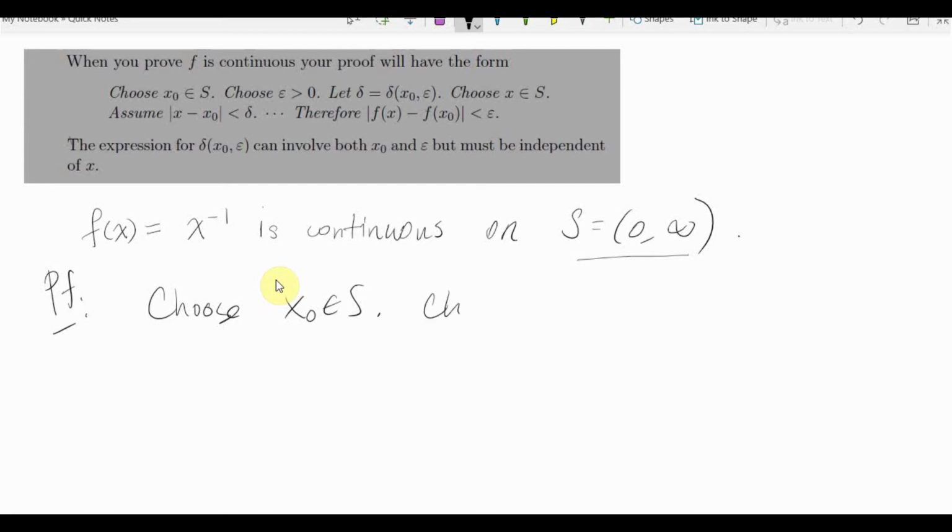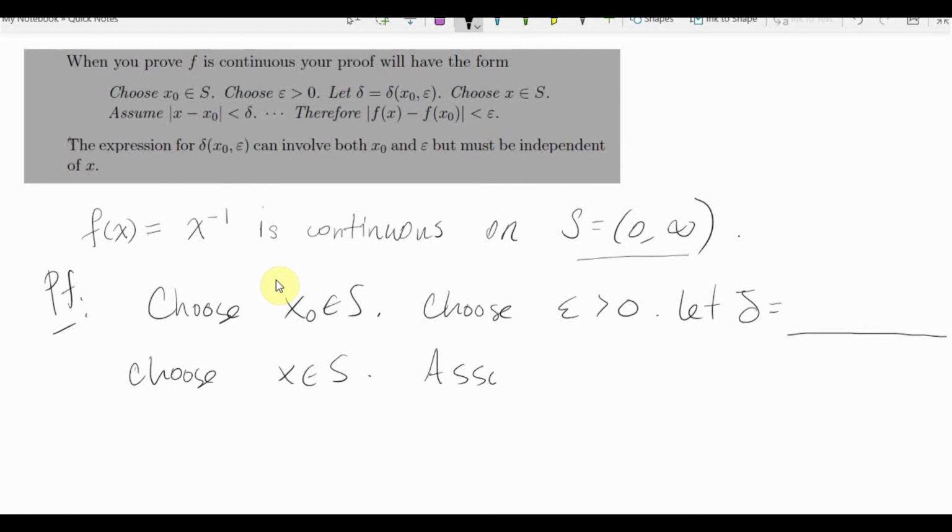Okay, so the next thing I have to do is choose epsilon bigger than 0, and with this choice of epsilon there exists some delta, right? So we're going to let delta equal to something, which I'm going to come back to later and fill in. As you know, the whole meat and potatoes of this type of proof is finding this delta that works. Now the next step is to choose your x, and then make your key assumption that x and x naught are at most delta apart.